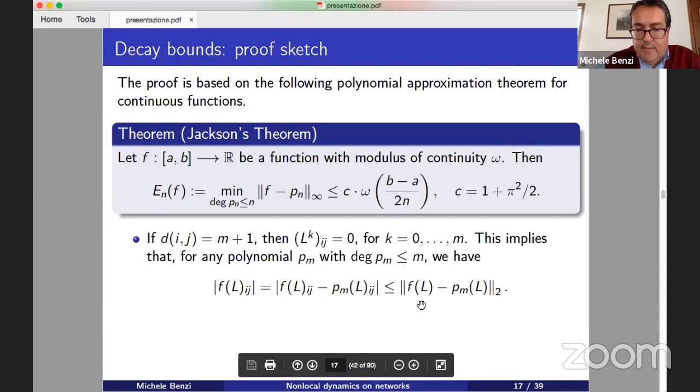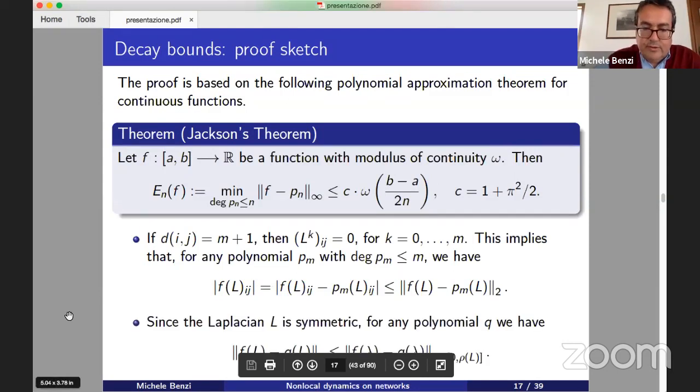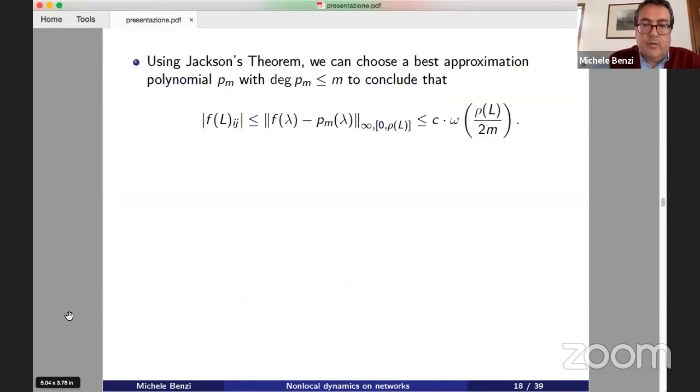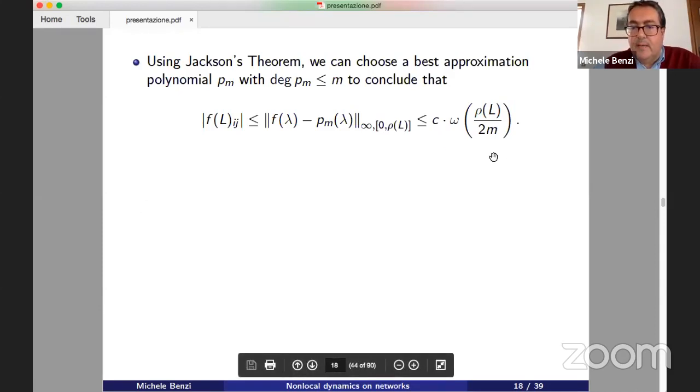Now we use the spectral theorem to bound that. This is true for any vector or matrix: the 2 norm of that difference is greater than or equal to the difference of those 2 elements. Since the Laplacian is symmetric, for any polynomial q, we can bound the 2 norm of the difference between f of L and q of L by the infinity norm of the scalar function f minus q, taken on the interval containing the spectrum of L. The spectrum of L is contained in the interval 0 to the spectral radius of L. So now we can apply Jackson's theorem and conclude that the ij entry of f of L is going to be bounded by this quantity here.